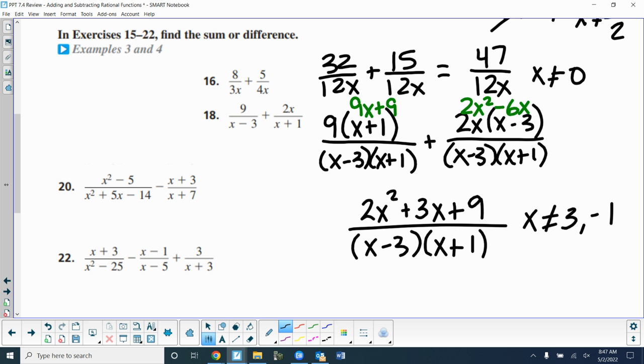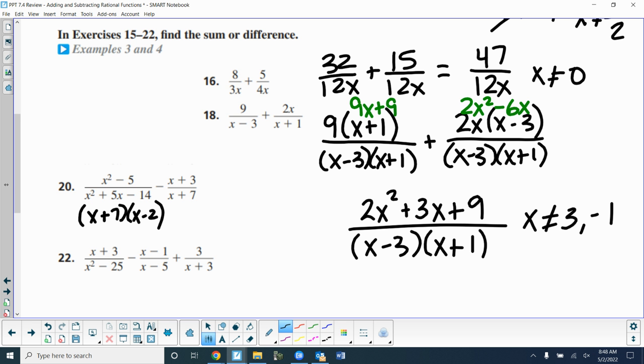All right, so that was 16 and 18. Okay, 20, we have to factor this first. That's x plus 7 and x minus 2. So what's my common denominator? Yeah, it's that, right? What do we say? Whatever shows up, you have to keep it on both sides. You write it down, right? So an x plus 7 showed up and x minus 2 showed up. Right? Right. So that's my common denominator.